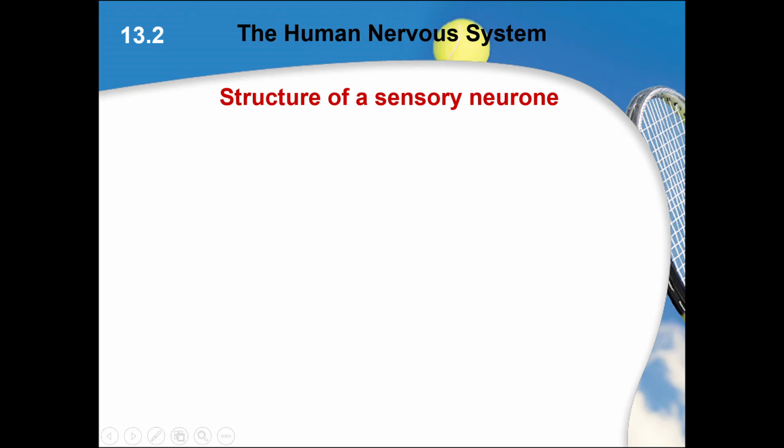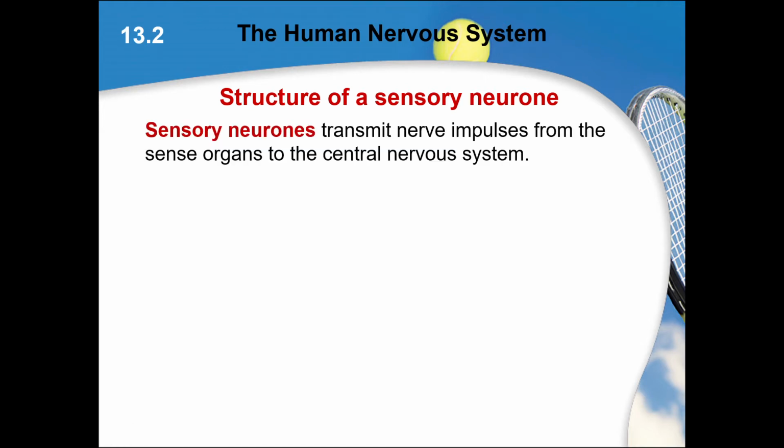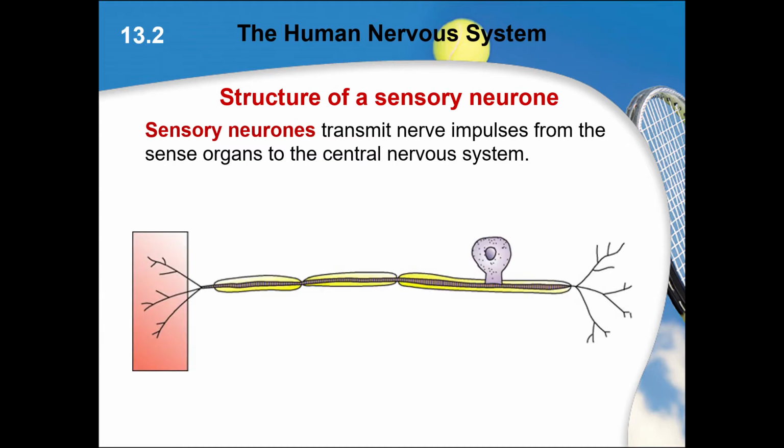Now this part of the video will go into detail on the structure of the sensory neuron. So you have seen how the structure of the motor neuron is. Now we're going to look at the structure of the sensory neuron and see what are the differences and what are the similarities that we can find.